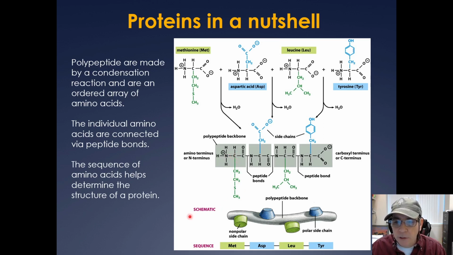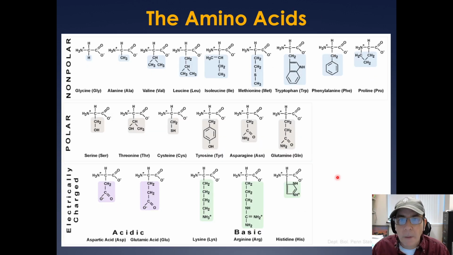If you want to draw it as a schematic, you have your polypeptide chain right here, and then you have your side chains coming off. In this case, the book is color coding them, green for nonpolar and blue for polar. It's the sequence of these amino acids as they're added that helps determine the structure of the protein, and ultimately how it comes together to form an active site to be an active protein. We'll look at that in the course of this lecture.